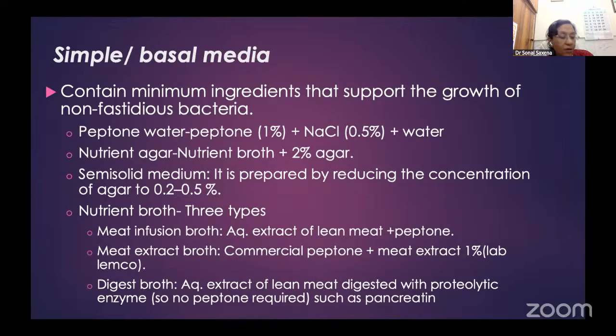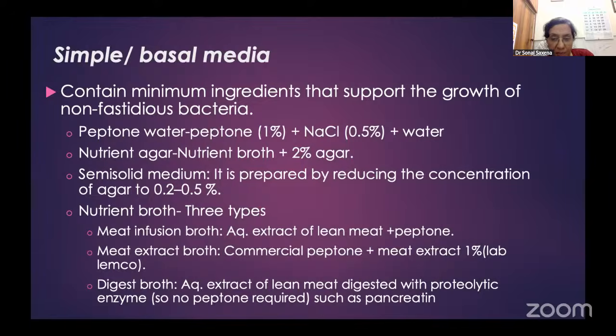So now you know what is a brain heart infusion broth. It means that the animal's brain and heart has been allowed to infuse for a longer time, and the aqueous extract of that meat is added to peptone. Meat extract broth is that you use commercially available peptone and you add commercially available extract, which is Lab-Lemco. Combine the two, mix it in water.